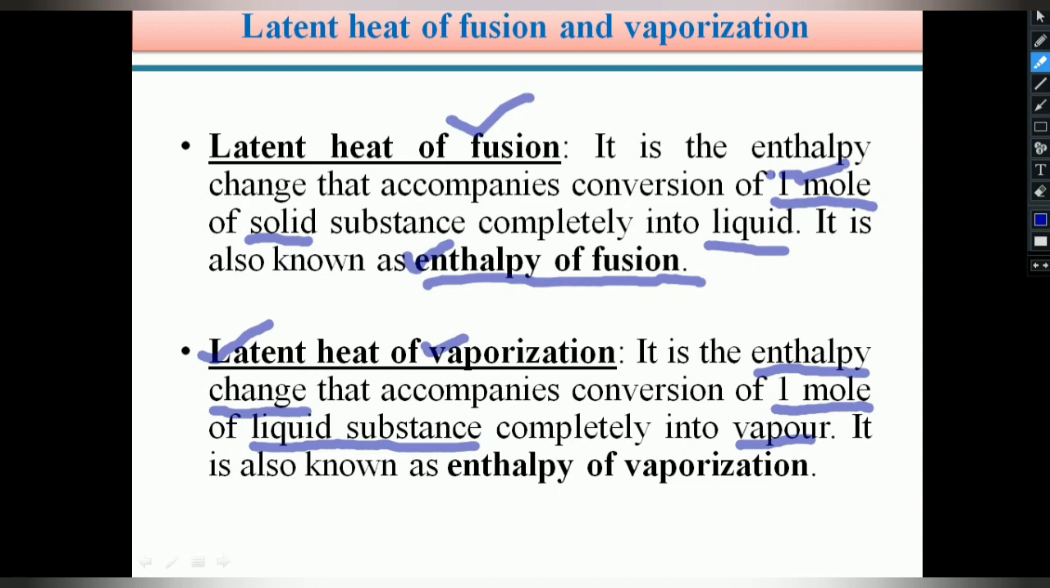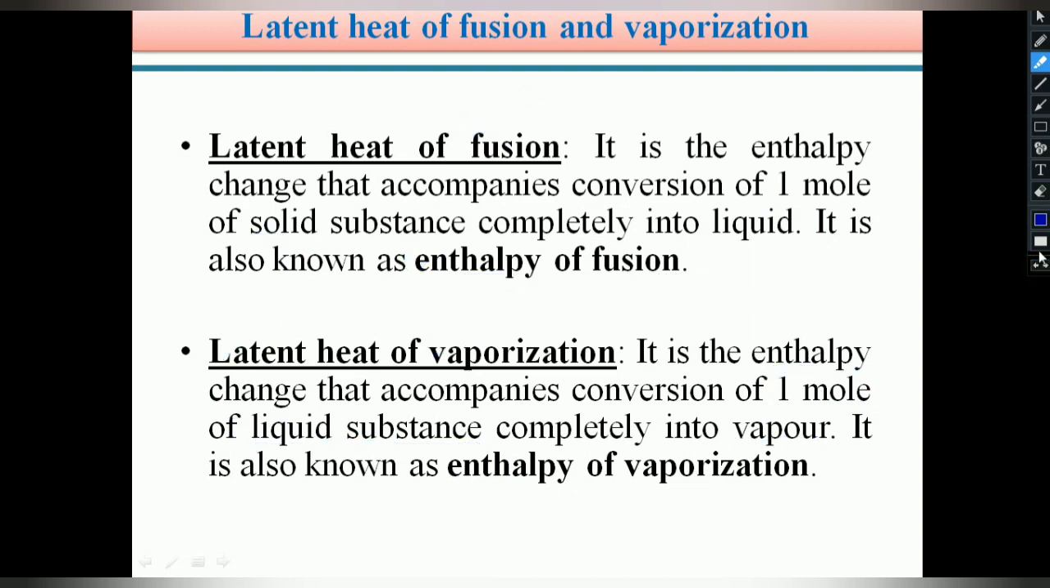So this latent heat of vaporization can be easily denoted diagrammatically. We can also show the latent heat of fusion as well as latent heat of vaporization. In your mid-exam or sem-exam, if the examiner asks this question, along with these definitions, students, you can also draw this diagram.